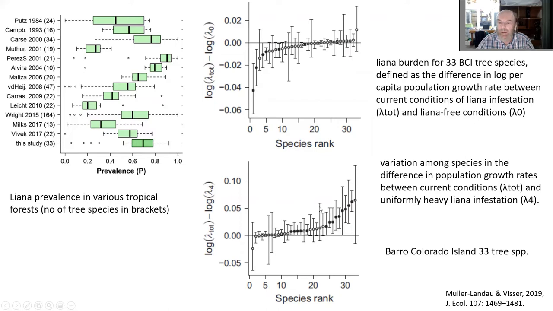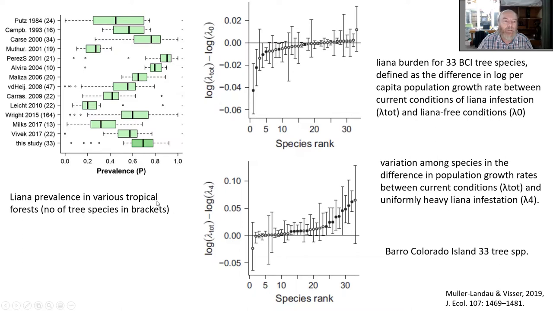This is another variable. This is the difference between current infestation and the heavy infestation, the maximum infestation. And you see that there is still a lot of potential for lianas to have worse impact than they have. Because this is at least 2/3 of species which will be impacted by heavy liana cover.